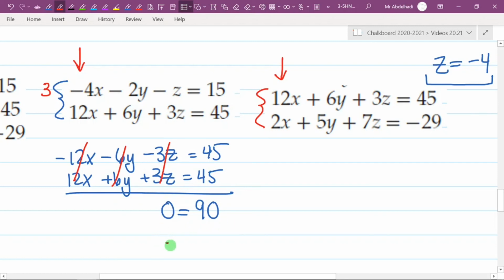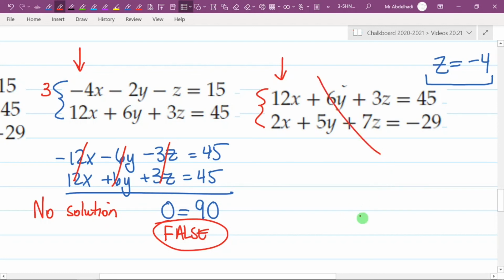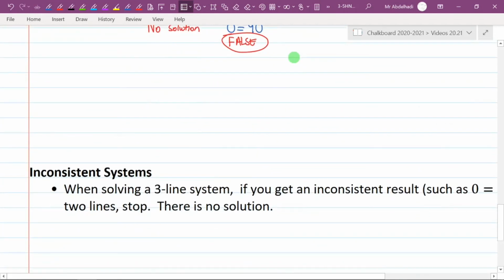If you remember from the lesson on elimination or even substitution, if you get an answer that's impossible, this is completely false. 0 does not equal 90. This is impossible. Then there is no solution to the system. And since there's no solution with this, we don't even bother doing the rest of this. Okay? So to summarize, we'll just look at the notes right here.